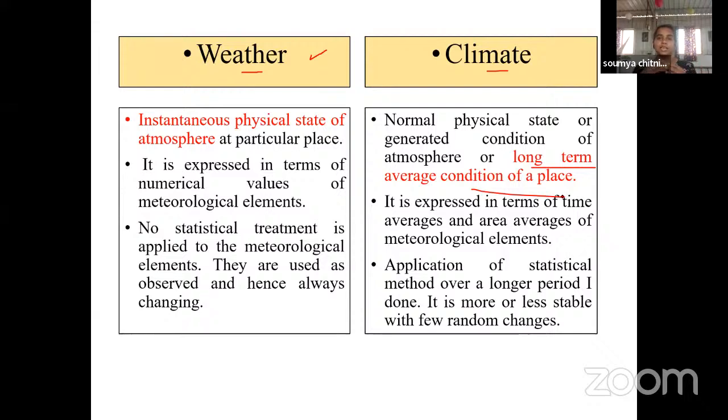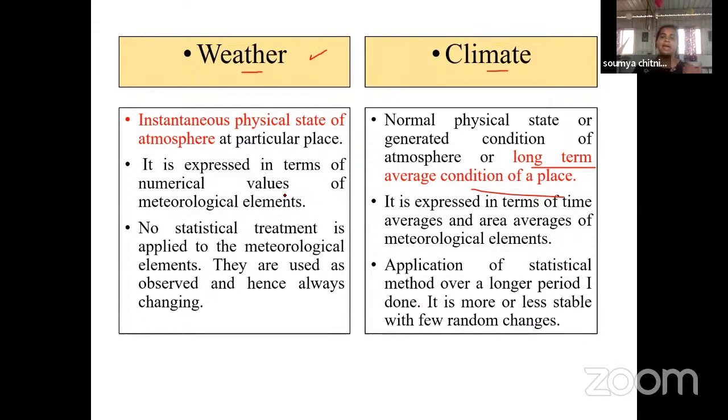Say for example, take entire Maharashtra. You can have a consolidated idea about the climatic condition there. We are talking about a larger area, say for the last 30 years, what has been the climatic or atmospheric condition in Maharashtra. So that is climate. Weather is at this particular point, at this particular place, what is the atmospheric condition, right?